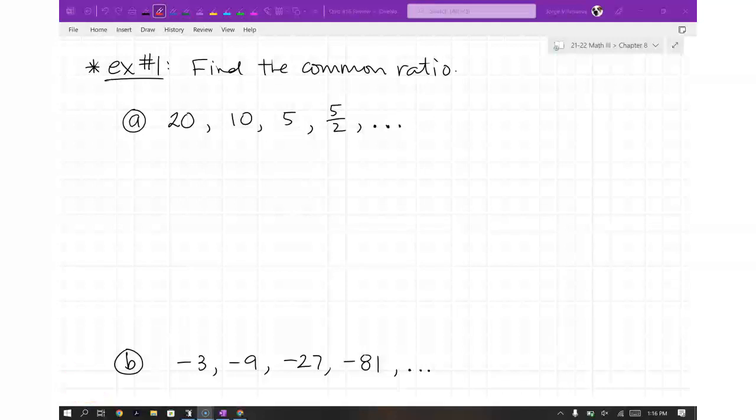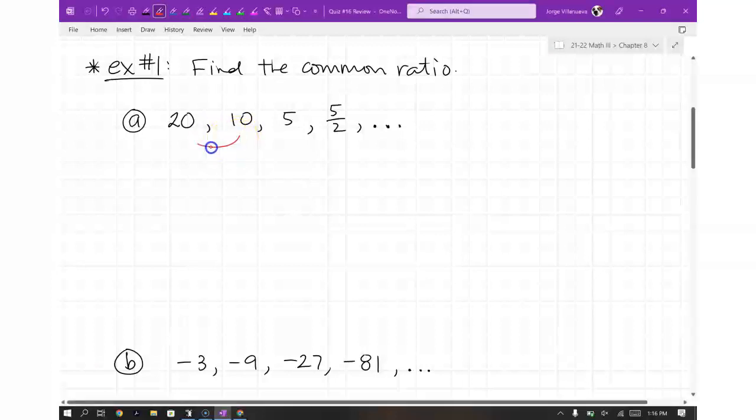All right, so to find a common ratio here, all we're going to do is divide by these two numbers here, and you're going to do it a couple different times, okay? 10 divided by 20, 5 divided by 10, 5 halves divided by 5, okay? So just really quick, I'm going to write it out.